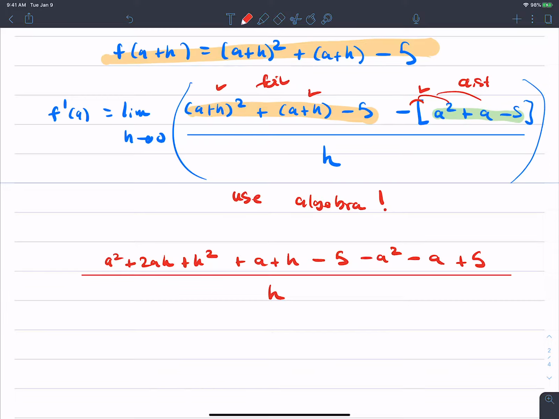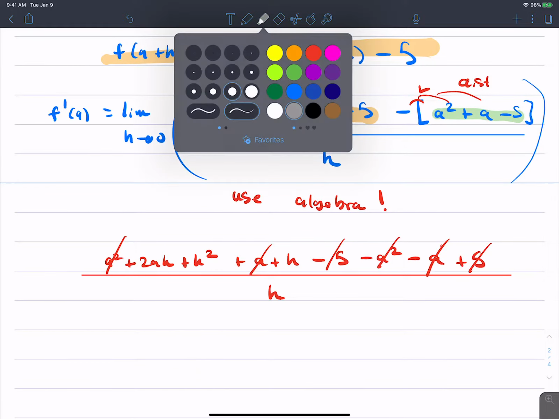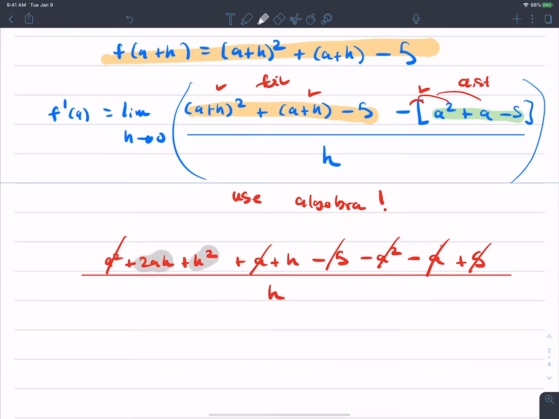So what's going to happen here is we're going to have some cancellation, right? A squared and minus a squared, they're gone. Positive a, negative a, that's gone. Negative 5, positive 5 is gone. And take a close look to see what's left, right? You have to always be careful to not leave a term out.